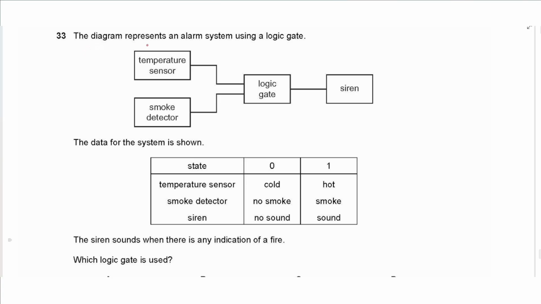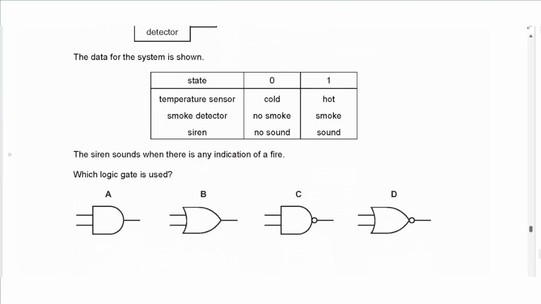It says a diagram represents an alarm system using a logic gate, temperature sensor, smoke sensor, and the logic gate, and then a siren. The data for the system is shown. Temperature sensor gives 0 when cold and 1 when hot. Smoke detector gives 0 when there is no smoke and 1 when there is smoke. Siren sounds on when the output of the logic gate is 1. The siren sounds when there is any indication of a fire. Any indication means OR, so we need an OR gate, so the answer is B.